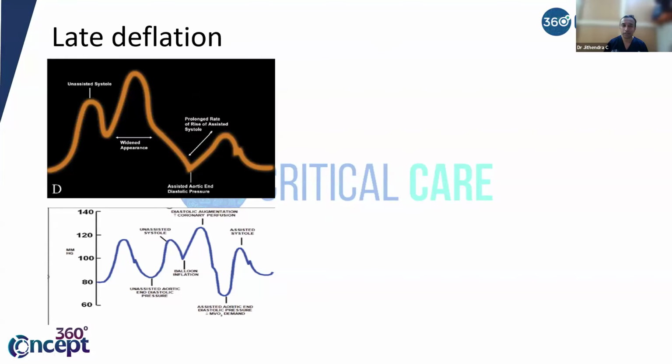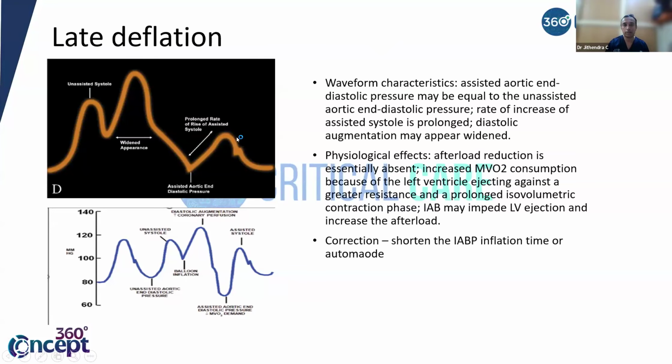It is easy, but in the exam, you should appreciate the waveform. Only then you'll come to know. You will not be having a normal waveform there. You will only have this waveform and you will be having 1:2 augmentation. So you should see what is happening here. This is how the waveform looks. Prolonged rate of rise of assisted systole. So slowly it will rise. And you see that the assisted end diastolic pressure is almost the same. It is not reduced.